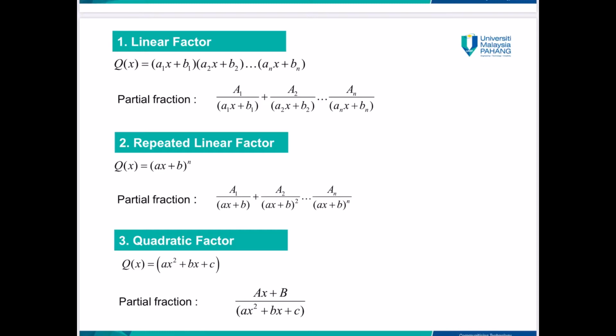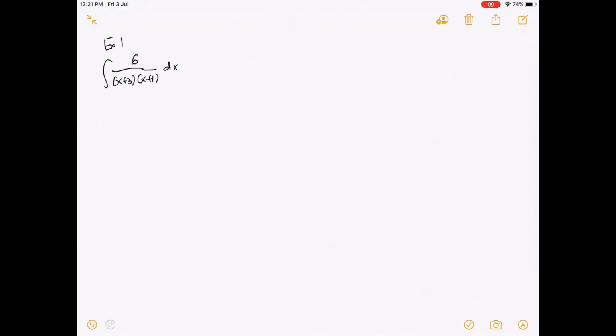Okay, and then the last one is quadratic factor, ax squared plus bx plus c. So your partial fractions will be in terms of ax plus b over ax squared plus bx plus c. Do not be worried, we will look into this factor more when we do the examples. Okay, let's see example 1 here.